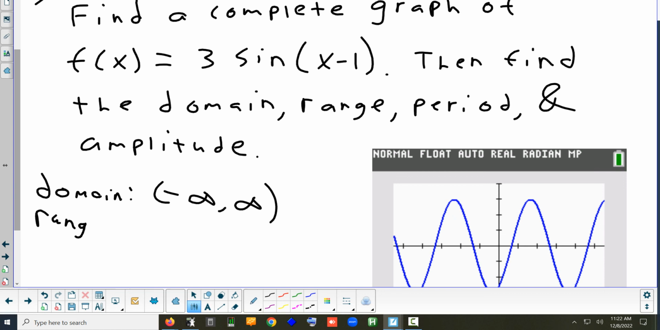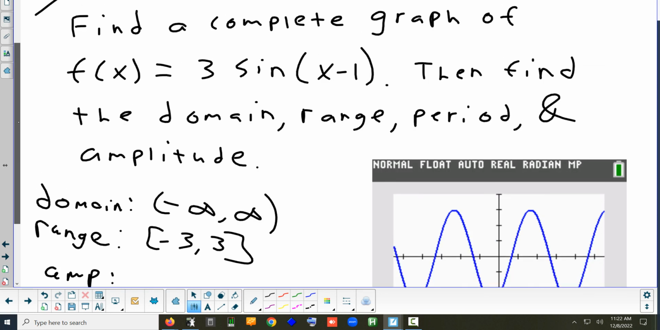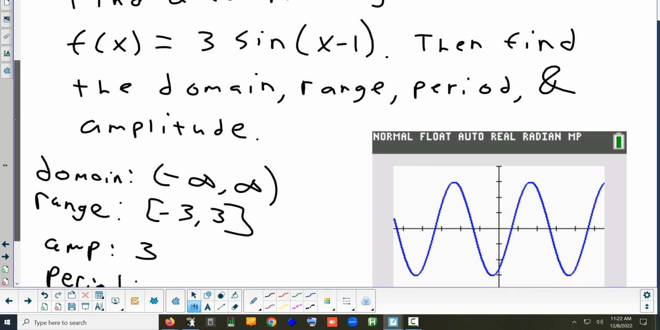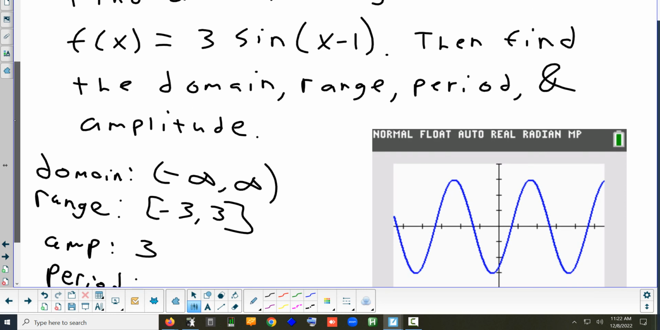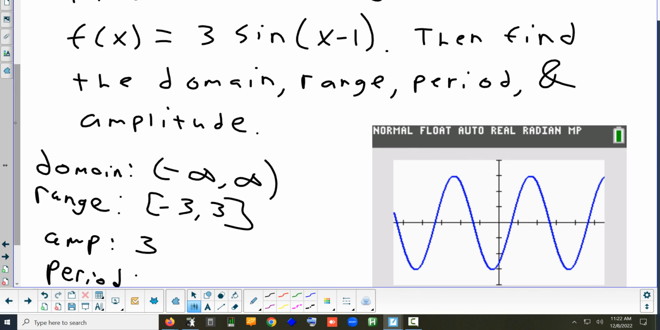All right, how about my range? -3. Including or not including? Yep, including it. Let's see, we need the amplitude. What's my amplitude? 3, the absolute value of the number in front. And what about my period? That would be -2 pi, I think. Well, period is a length, so the length can't ever be negative. Isn't it just 2 pi? It's just 2 pi over 1 because there's just a 1 in front of the x.